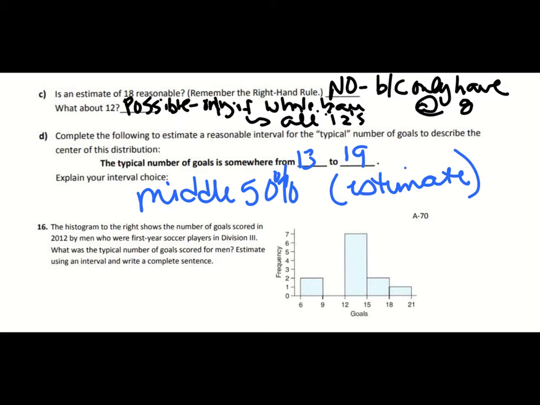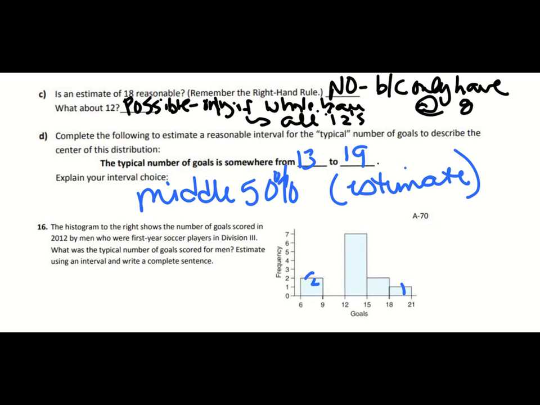The histogram at the right shows the number of goals scored in 2012 by men who were first-year soccer players in Division 3. What is the typical number of goals scored for men? Estimate using an interval and write a complete sentence. So your typical goals, there's 2 here.